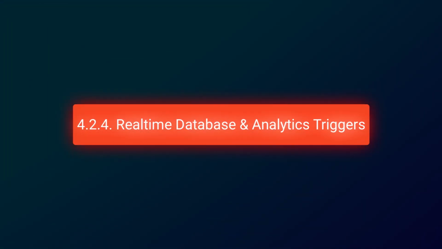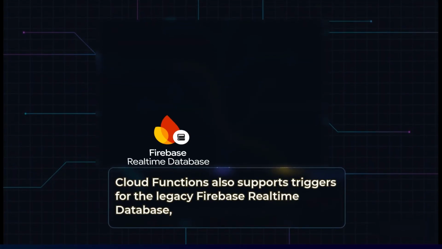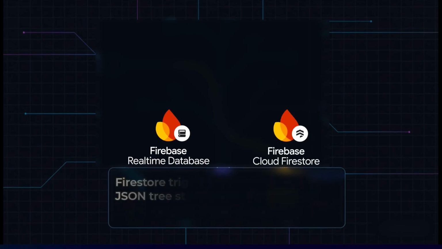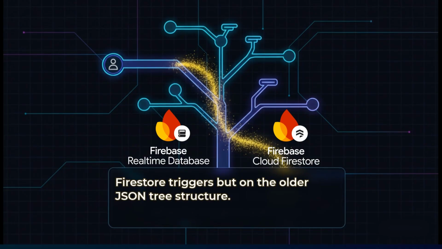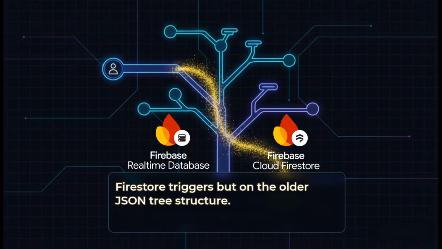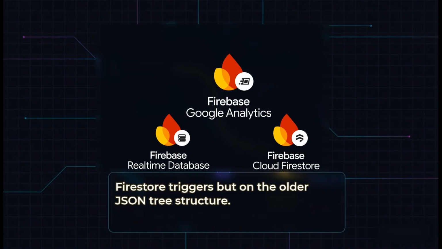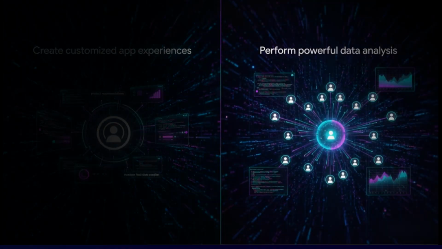Real-time database and analytics triggers. Cloud Functions also support triggers for the legacy Firebase real-time database, which works similarly to Firestore triggers but on the older JSON tree structure. Additionally, you can trigger functions in response to user behavior logged by Firebase Analytics. This is useful for processing user data to create customized app experiences or to perform data analysis.